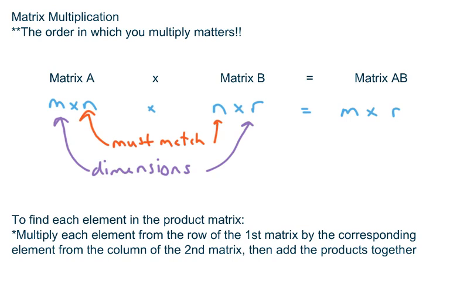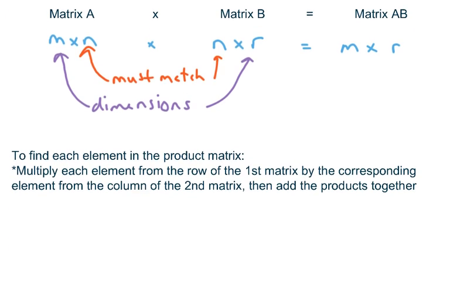Now, to find each element in the product matrix, we're going to multiply each element from the row of the first matrix by the corresponding element from the column of the second matrix, then add the products together. So that is a mess to write. It probably doesn't mean a whole lot, and it's really hard to find words to explain how to multiply matrices together. I'm going to show you a couple of examples here. Hopefully you can pick up on the pattern.